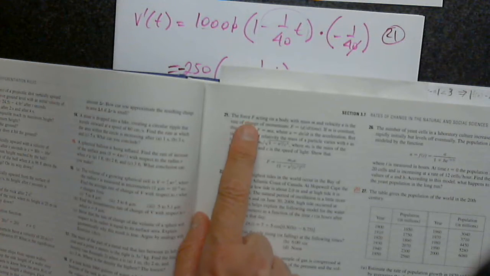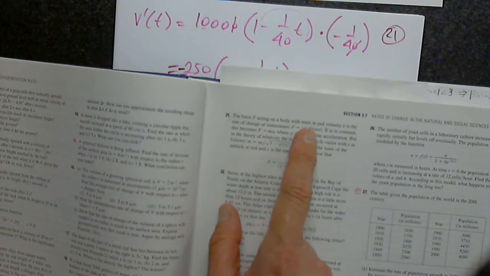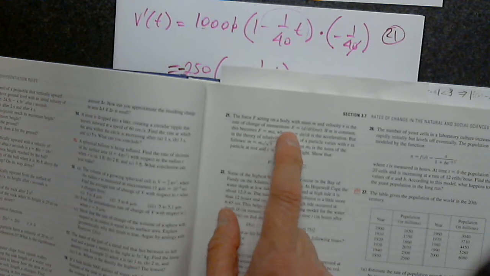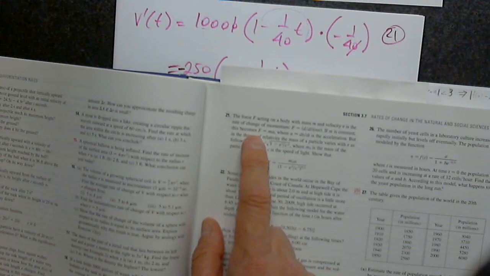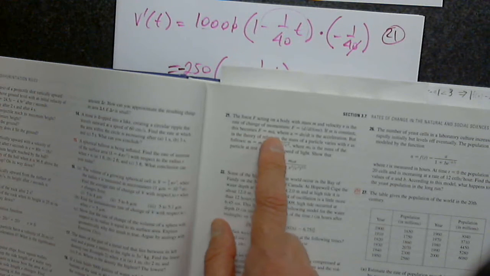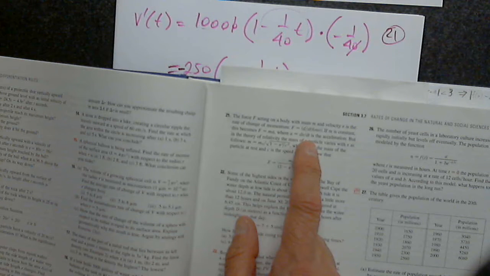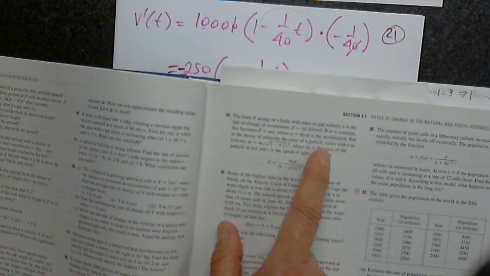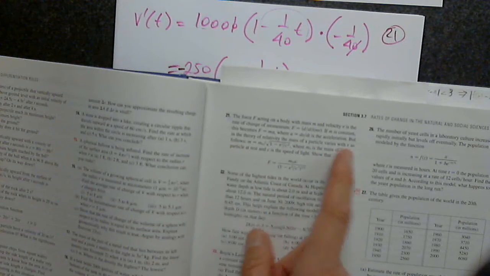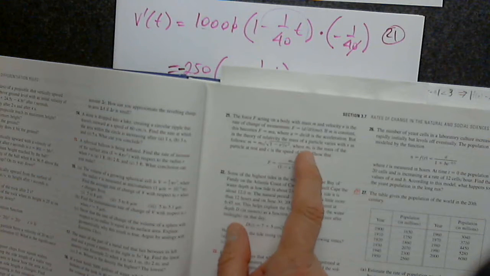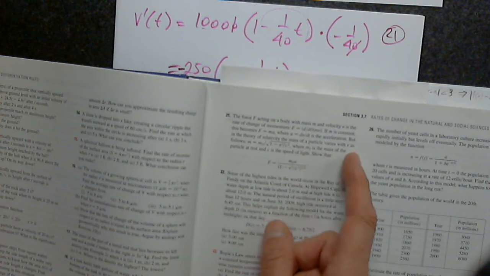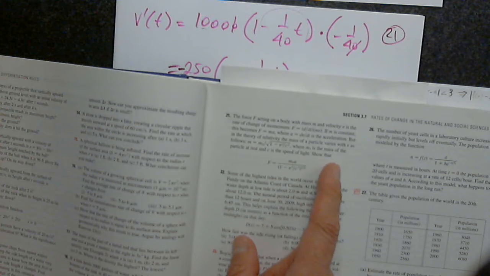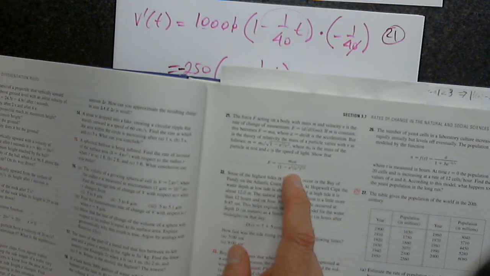21. The force F acting on a body with mass m and velocity v is the rate of change of momentum. If m is constant, this becomes F equals m times a, where a is the derivative of v with respect to time, which is the acceleration. But in the theory of relativity, the mass of a particle varies with v as follows, where m sub 0 is the mass of the particle at rest, and c is the speed of light. Show that F is this.